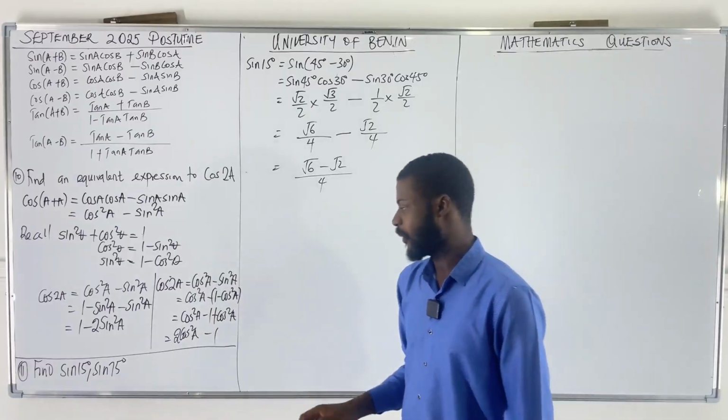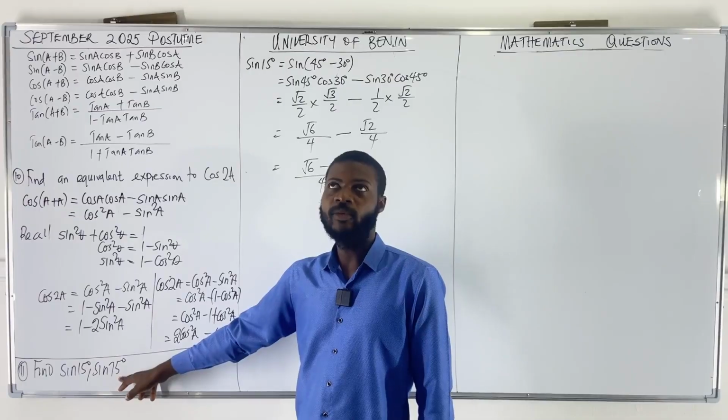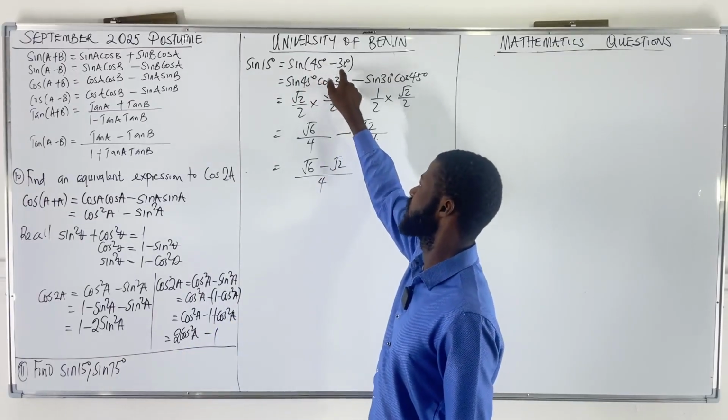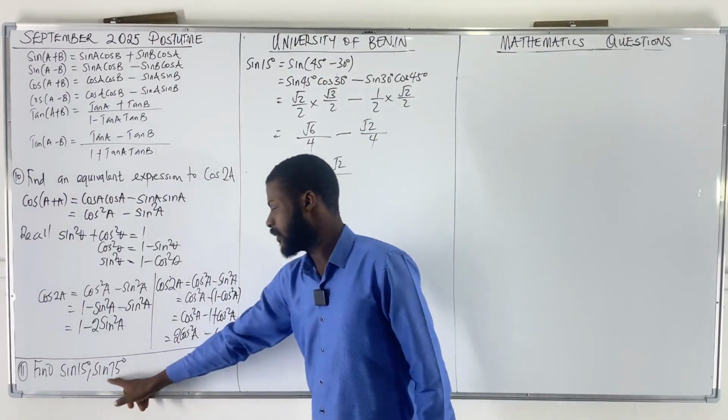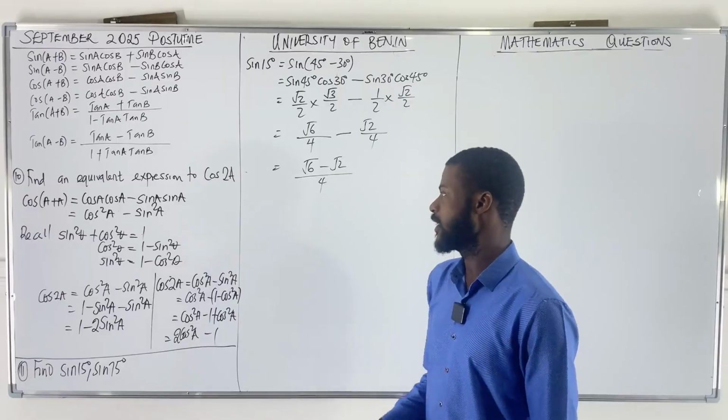They've asked this question before. Now, what if it was sine 75? Sine 75 will become 45 plus 30. 45 plus 30 is 75. So that's what you're going to use to solve that one. Let's go to the next question.